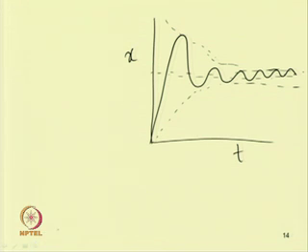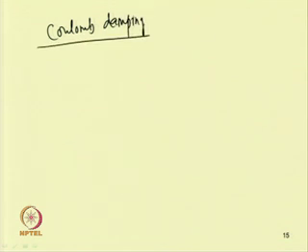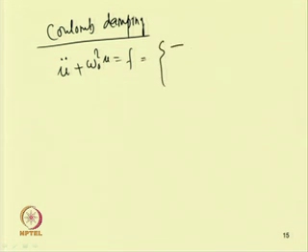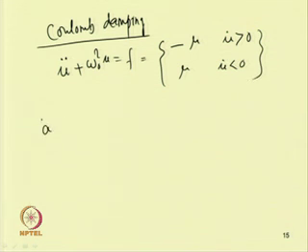So, in the case of Coulomb damping, we can write the equation in this form, that is u double dot plus omega 0 square u equal to f. This f we can write equal to minus mu when u dot is greater than 0, and plus mu when u dot is less than 0. In this way we can write this function, and now apply the method of averaging.